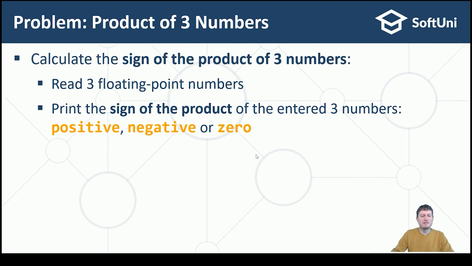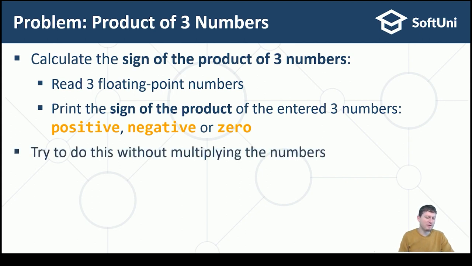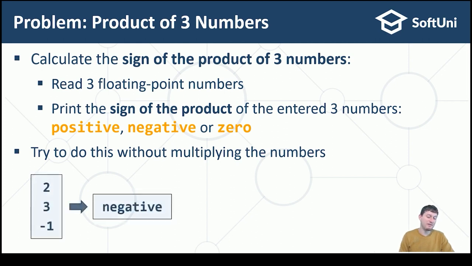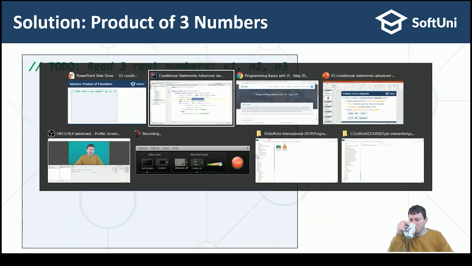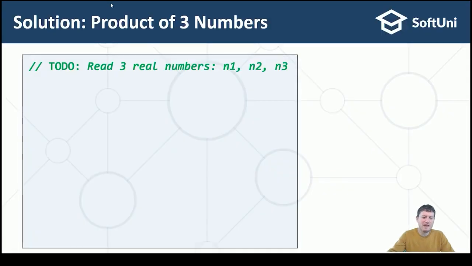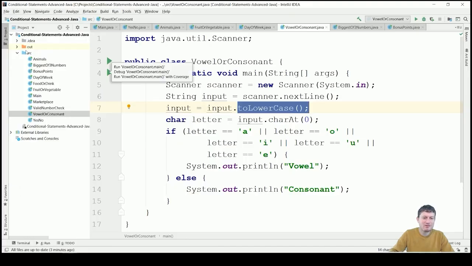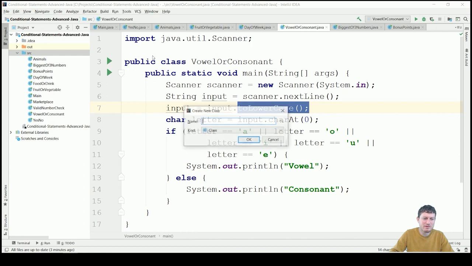Okay, we enter 3 floating point numbers, and we print positive, negative, or 0. We can do this by multiplying the numbers, or without multiplying the numbers, by considering that if we have an odd number of negatives, the result will be negative. If one of the numbers is 0, the result will be 0, and otherwise it will be positive. Okay, it's called product of 3 numbers.